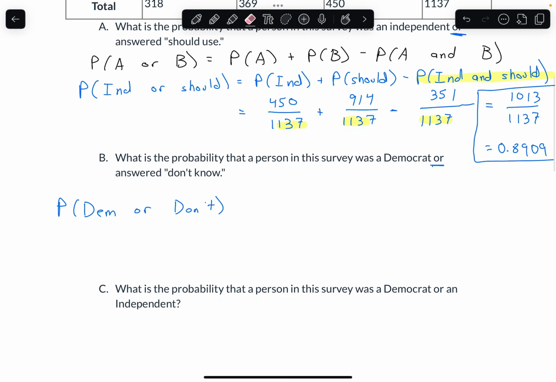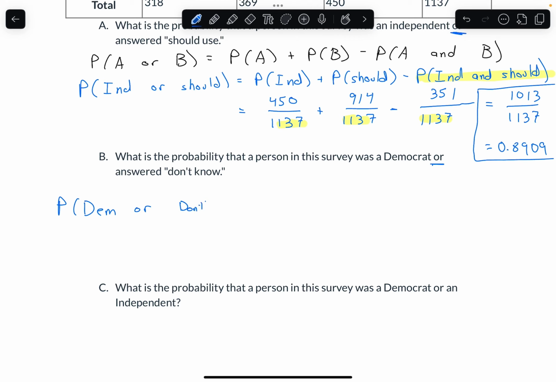I want to make sure that I'm consistent. We'll say don't know. We'll just write it out. Don't know. Okay. All right, so I want the probability that the person selected is a Democrat plus the probability that they said don't know minus the probability that they were a Democrat and said they don't know.